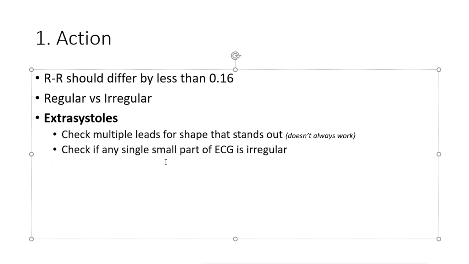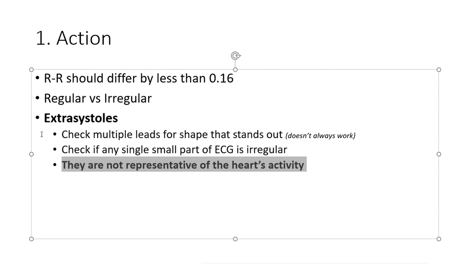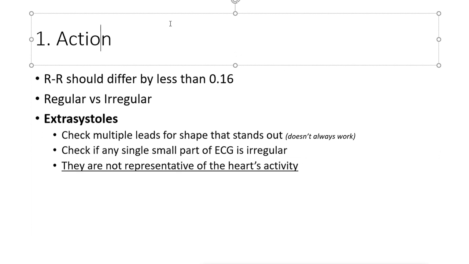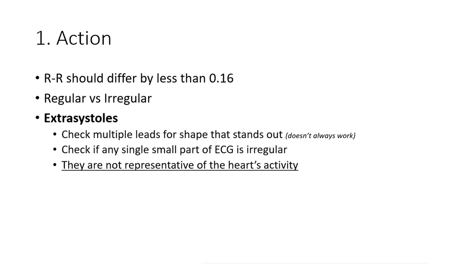Anyways, that's about extrasystole. Next thing is, you don't base your answer on them because they are not representative of the heart's activity. We can say that. There we go, I think that's good. So you'll get the modified version. The next point is that you check multiple leads to see if the shape stands out in any other lead. That's the second thing.